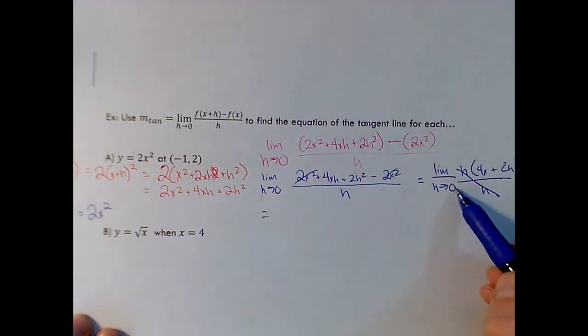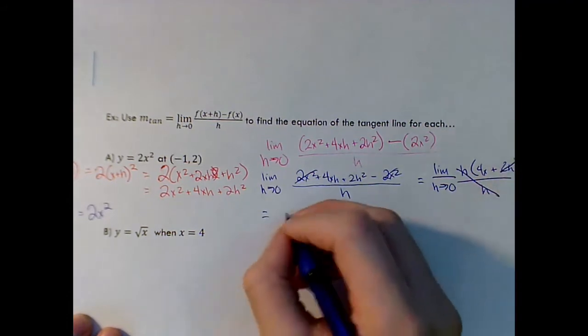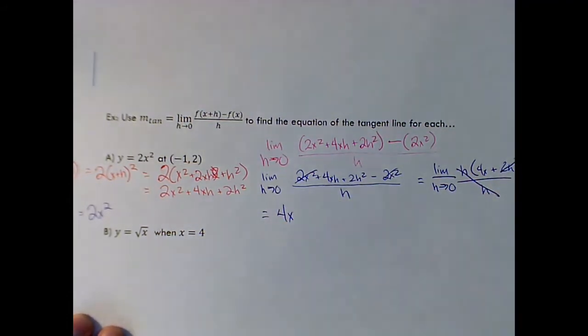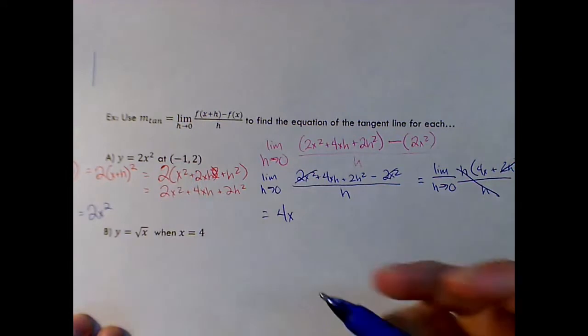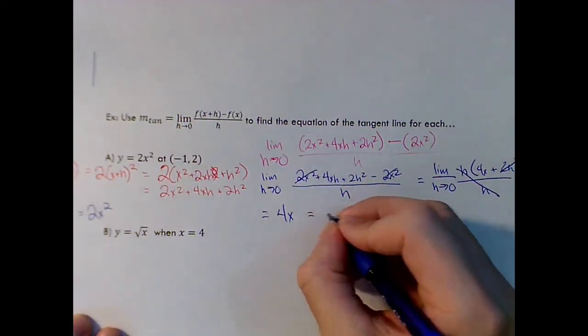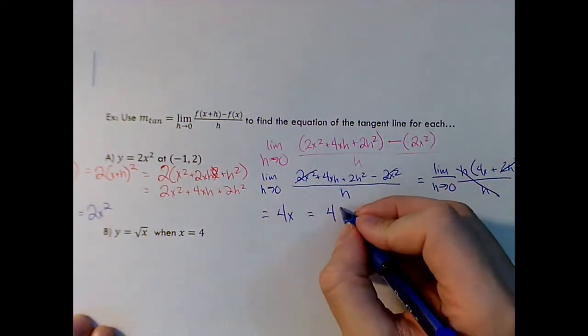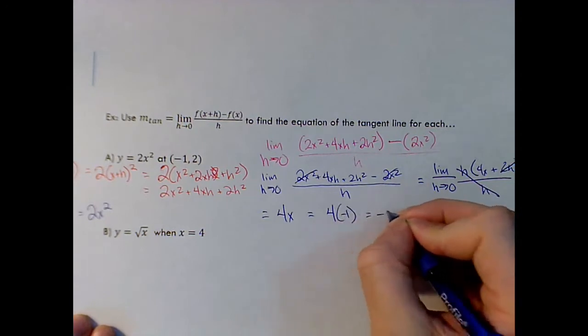So when I plug in 0 for h, you go away, and I'm just left with 4x. I care about what happens at negative 1. So my slope at that point is negative 4.